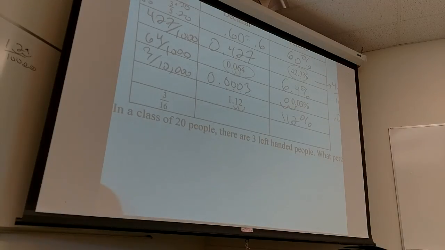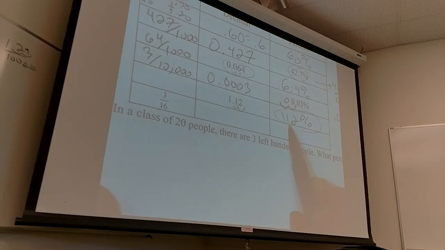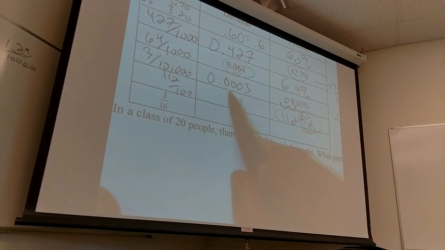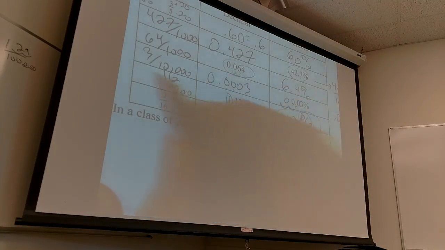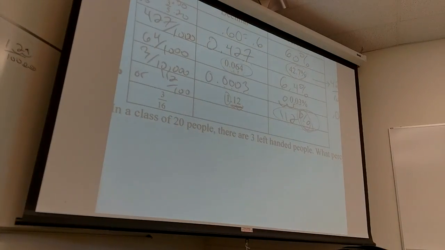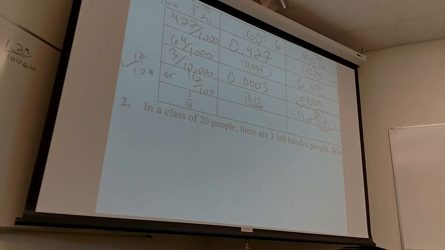112%, yeah. And now this can either be, what's that one say? 112 over 100. Or this is 1 and 12 hundredths. Either way. No thousands there anywhere. Nobody's in the thousands place.